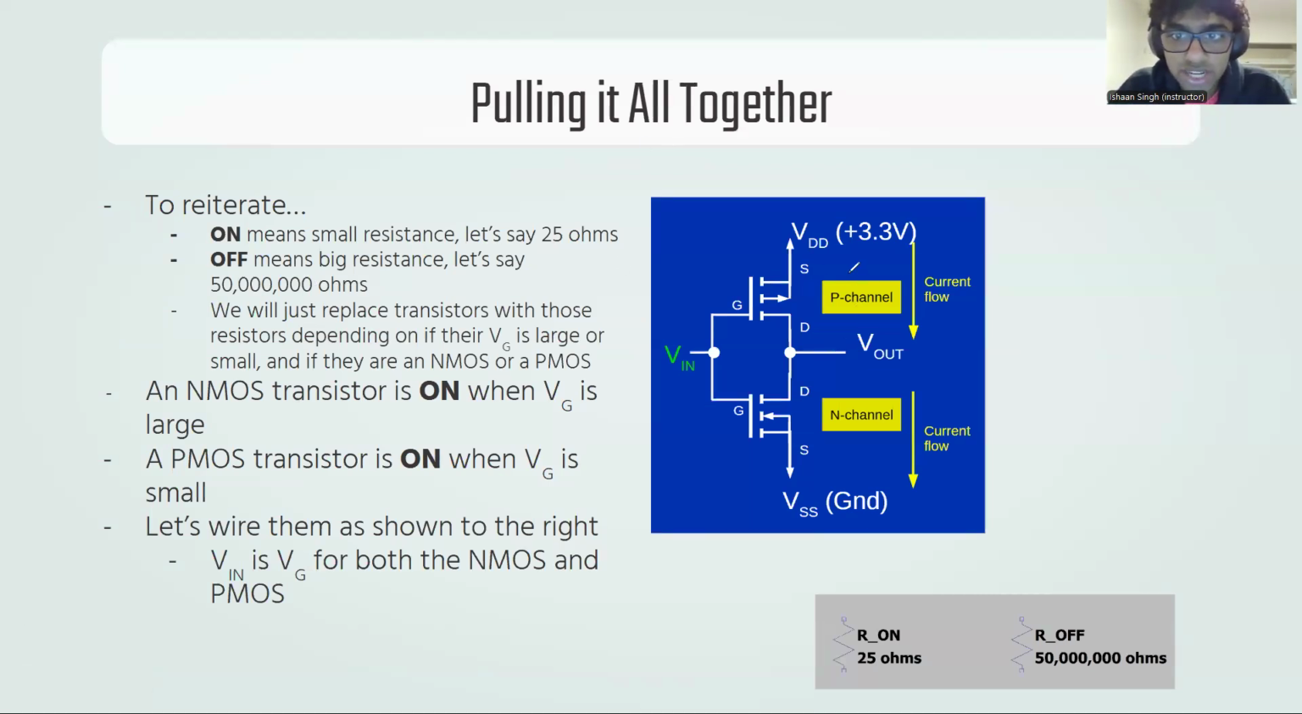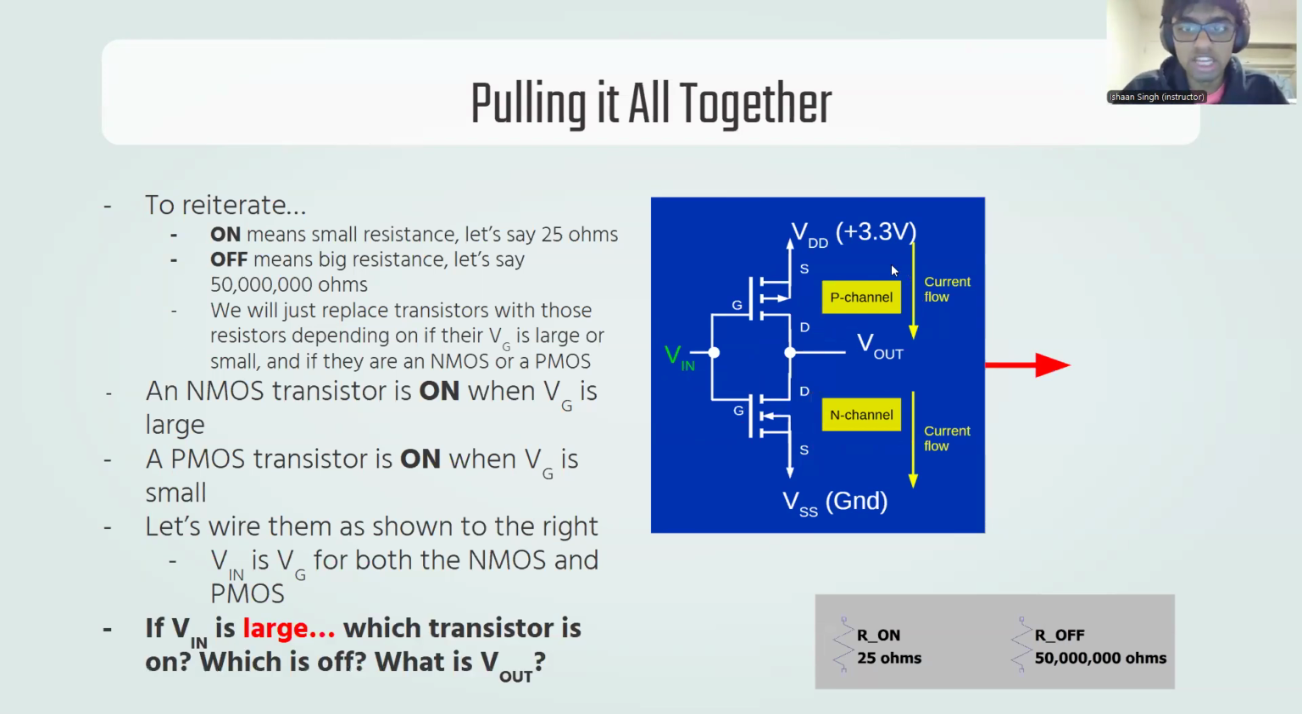We have a P-channel transistor connected to an N-channel transistor. In other words, a PMOS connected to an NMOS. And notice they have the same gate voltage, okay? We're using the same input voltage at their gates, okay? So let's first consider the situation in which Vin is large. So if Vin is large, someone tell me, is the PMOS on or is the PMOS off? Vin is large. Is PMOS on or is PMOS off?